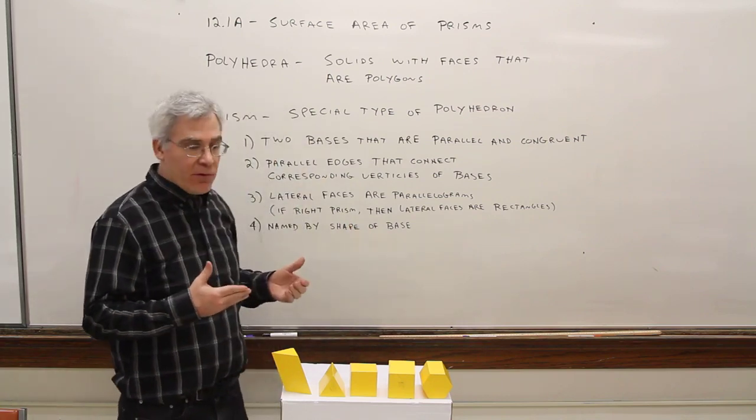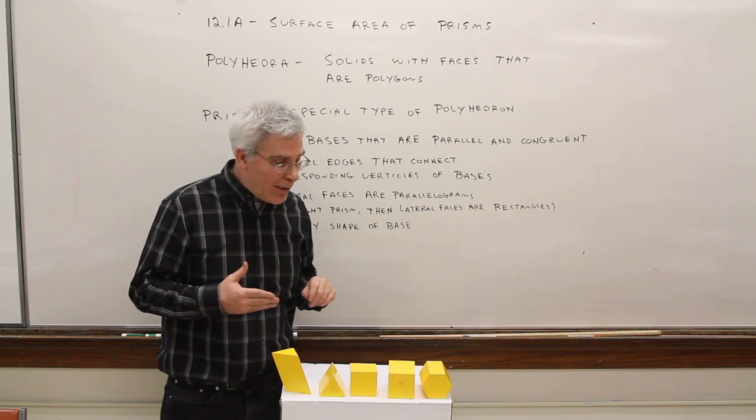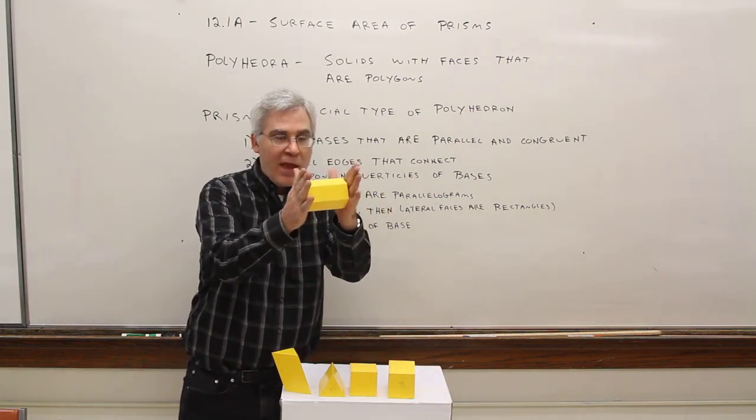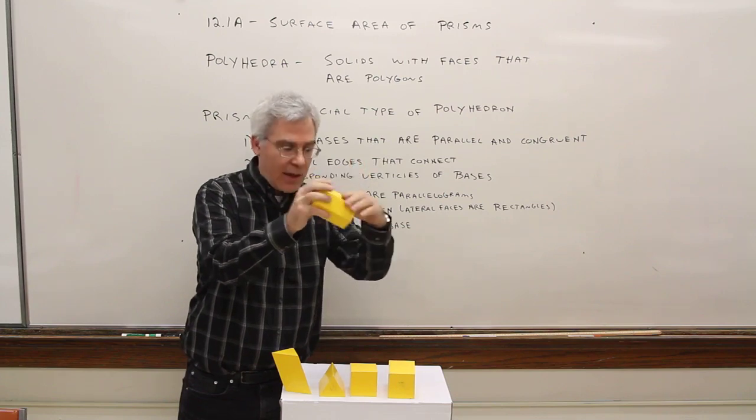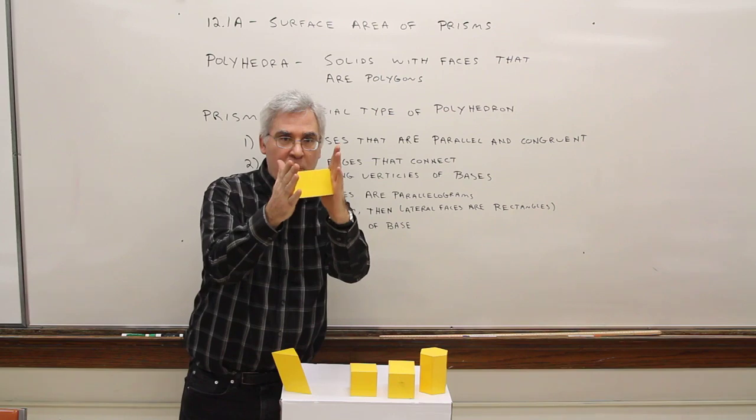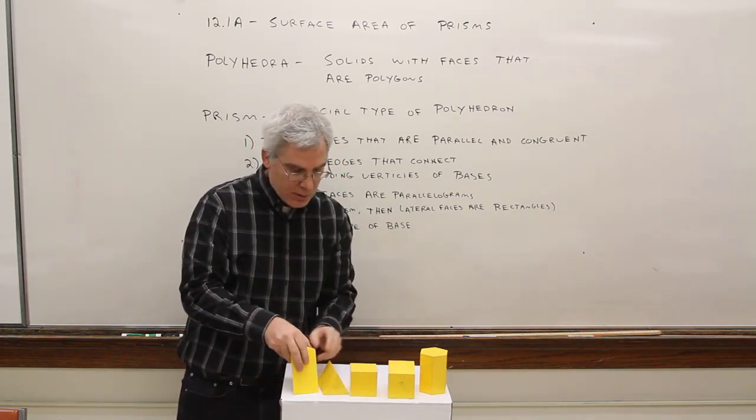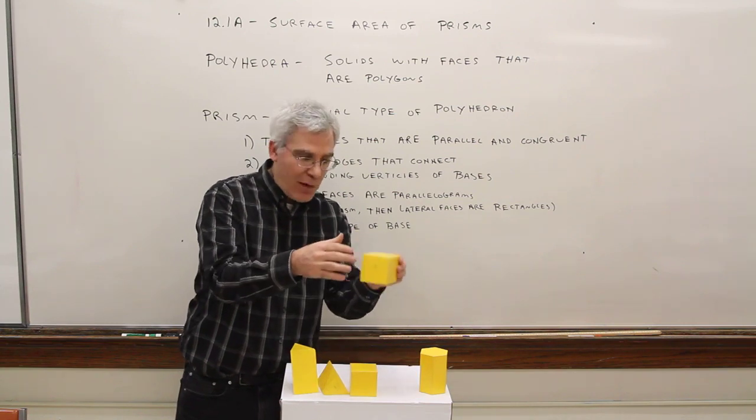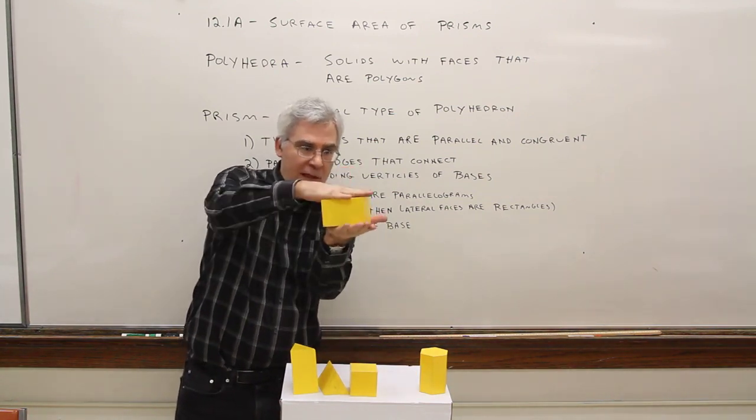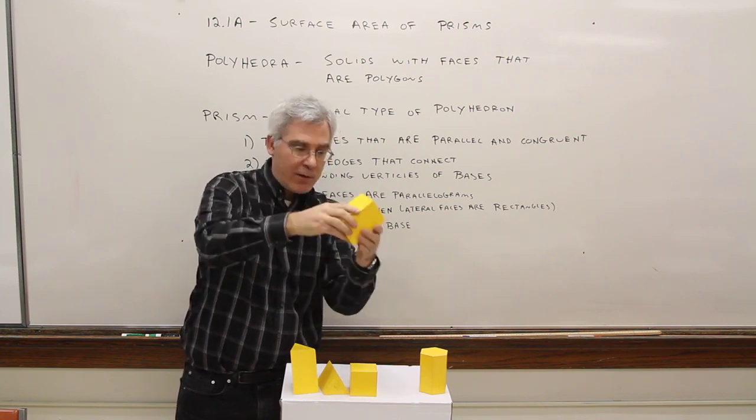They have these characteristics. Number one, two bases that are parallel and congruent. So notice over here, these are two bases. They're parallel and congruent. Over here, two bases, parallel and congruent. Same thing over here. Over here, I could have multiple bases. These could be the bases, parallel and congruent. These could be the bases, parallel and congruent. Or these could be the bases, parallel and congruent.